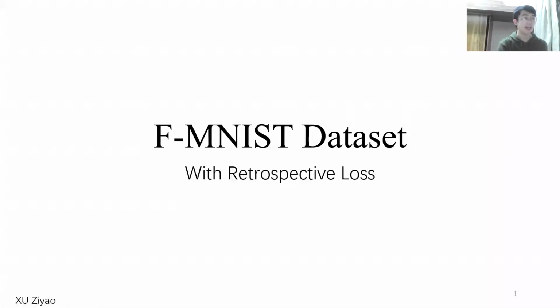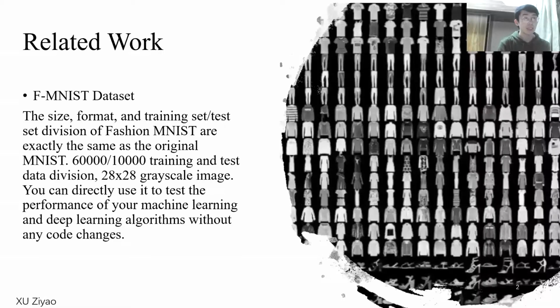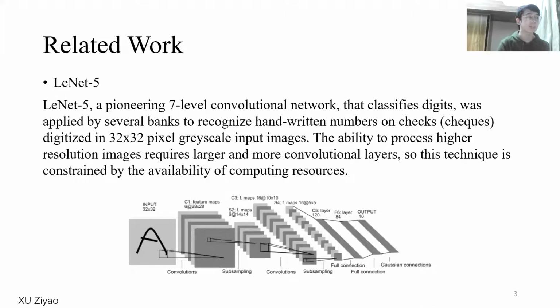Okay, let me introduce the FMNIST dataset with retrospective loss. First, let me introduce the FMNIST dataset. The size, the format, and the training set division of Fashion-MNIST are exactly the same as the original MNIST. 60,000 over 10,000 training and test division, 28 by 28 grayscale images. You can directly use it and test the performance of your machine learning and deep learning algorithms without any code changes. The next is the models used with FMNIST.